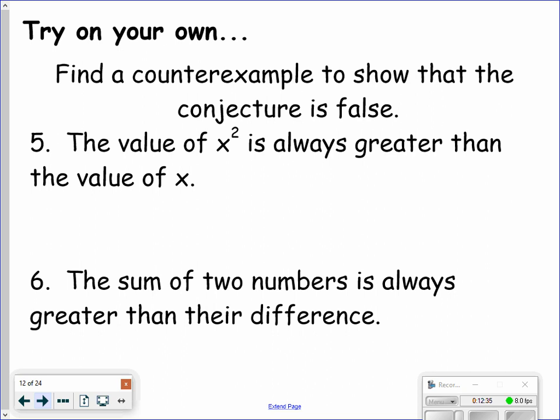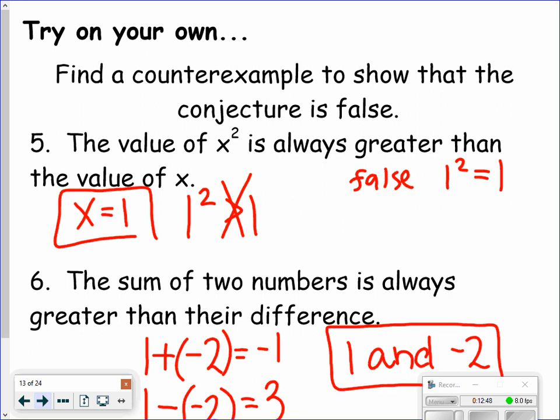Okay, so go ahead and try this on your own. You're finding a way to prove this wrong, and you just need one. So zeros and ones will work really well with a lot of these statements. Also try negative numbers. Okay, here are the answers.